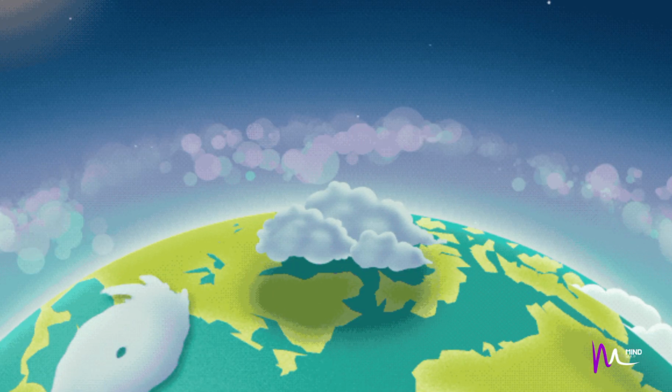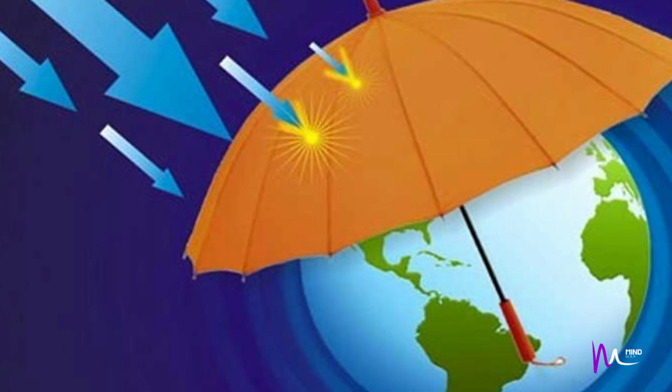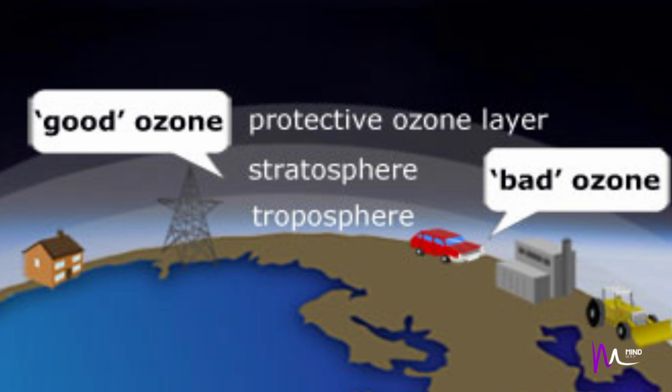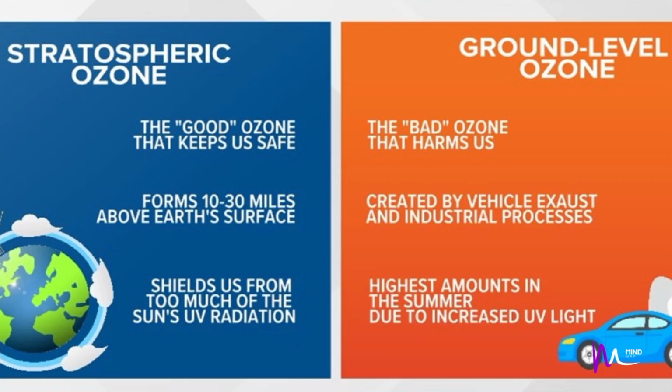Ozone can be helpful or harmful. The ozone layer high in the atmosphere protects us from the sun's dangerous ultraviolet radiation, but when ozone is close to the ground, it is bad for human health. Ozone can damage lung tissue, and it is especially dangerous to people with respiratory illnesses like asthma. Ozone can also cause itchy, burning eyes.